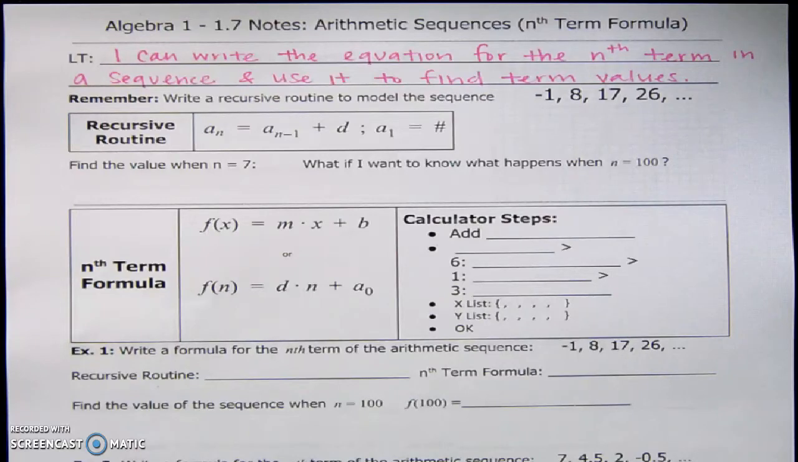This is lesson 1.7, the nth term formula for an arithmetic sequence. The learning target is I can write the equation for the nth term in a sequence and use it to find term values.